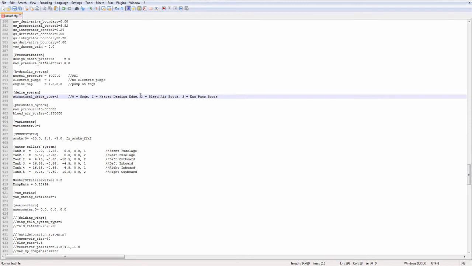Now, obviously, bleed air also requires the engine to be running, but remember, the APU can also provide bleed air, so make sure you put the right one here. This one requires an engine to be running. This one requires bleed air, which can come from an engine or the APU, and then this one just needs electricity. Pneumatic system, just the maximum pressure and the bleed air scalar.